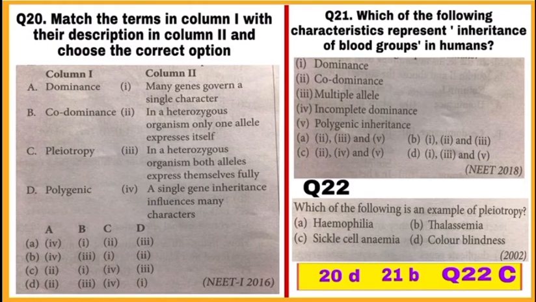Question 22. Which of the following is an example of pleiotropy? In pleiotropy, one gene controls more than one character. For example, in sickle cell anemia, formation of hemoglobin and shape of RBC both are controlled by one gene. It is a good example of pleiotropy. So, mark C as a correct option.